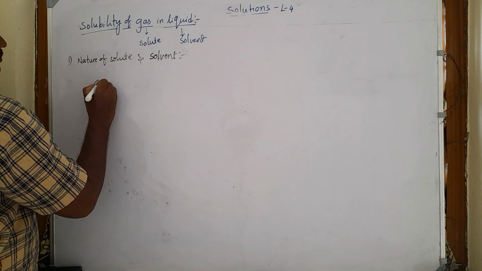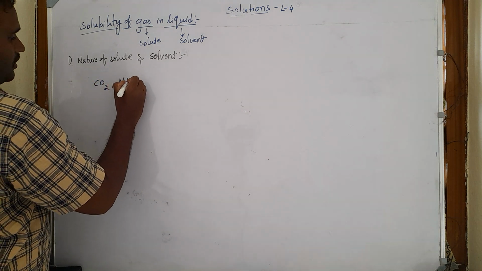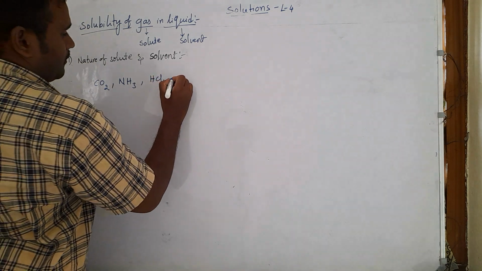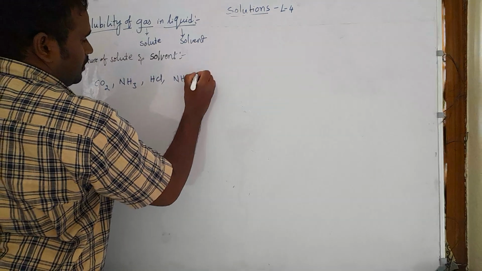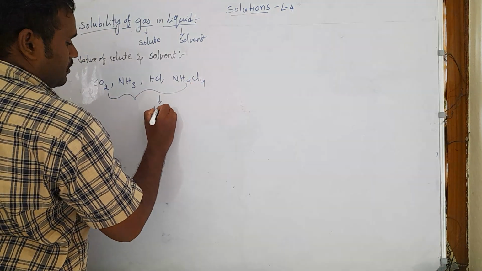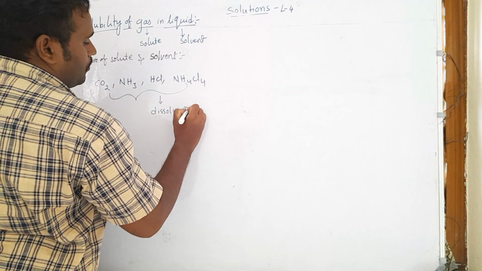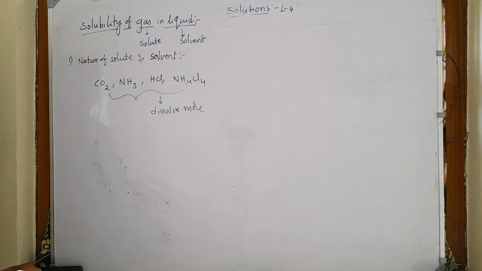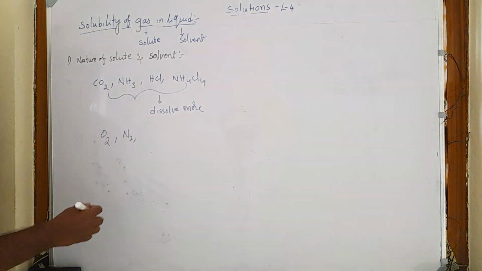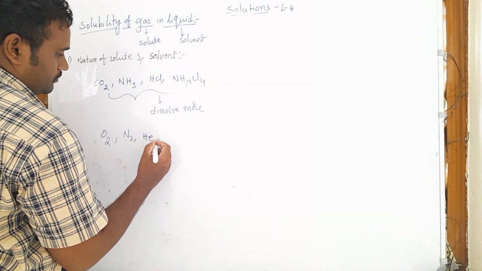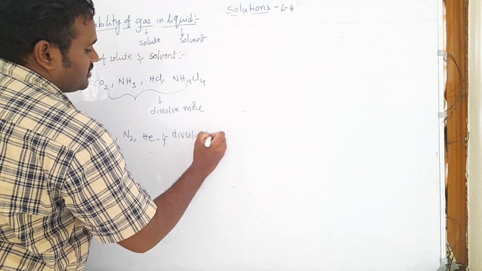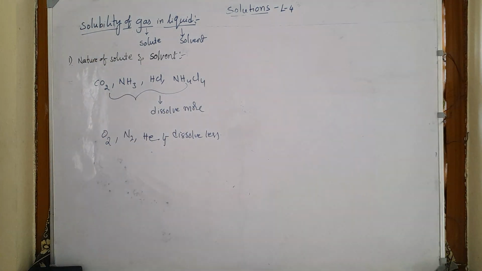Here CO2, NH3, HCl, NH4Cl, these gases dissolve more, whereas O2, N2, helium dissolve less. Why do they dissolve more? Why do they dissolve less here?